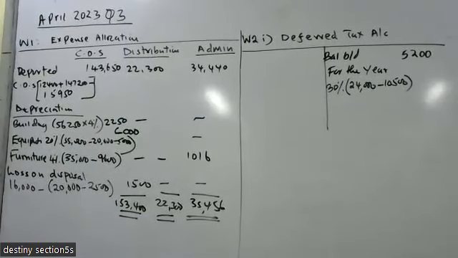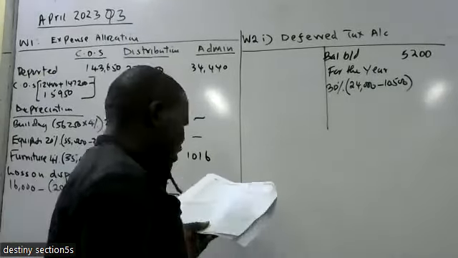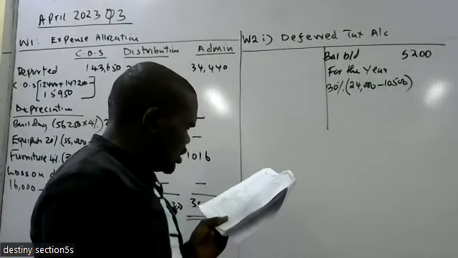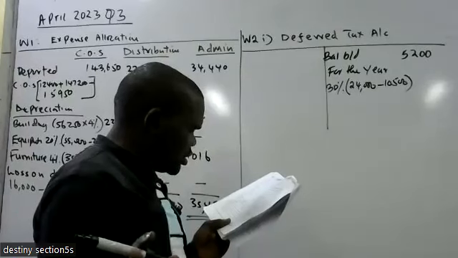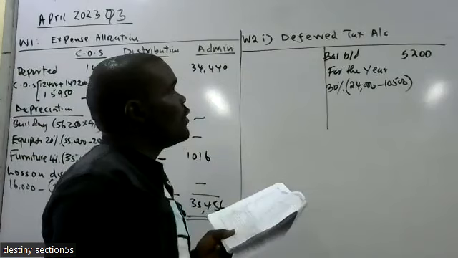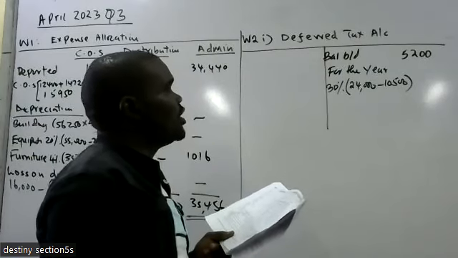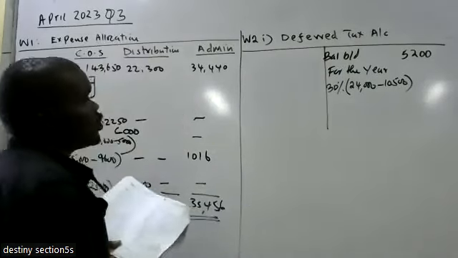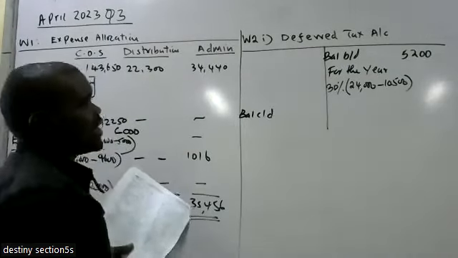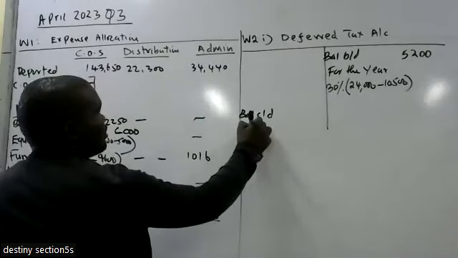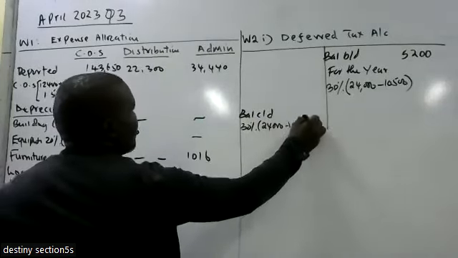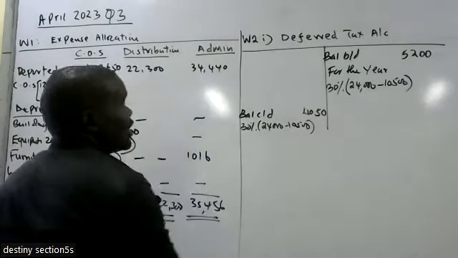Nimeweka sawa 40-50, but nimeweka on the wrong side. Yes, nimeweka on the wrong side because they are saying this, sorry. It should be this way. That should be our balance, actually. It should be our balance carried down, which is 30,24 minus 10,500. The 40-50.